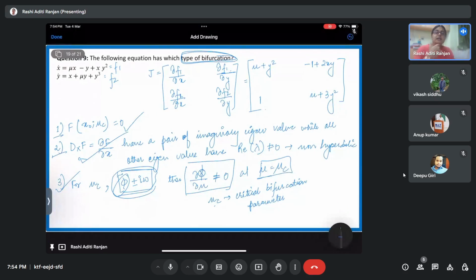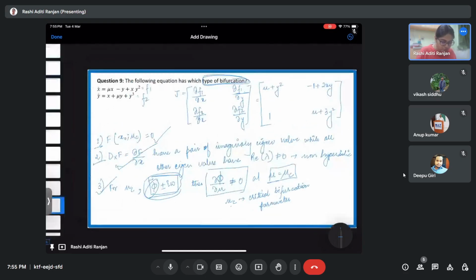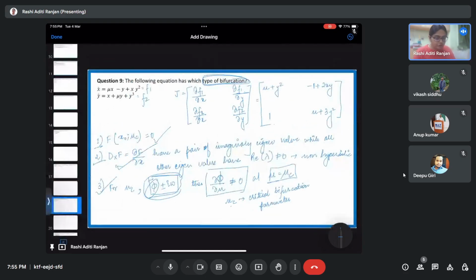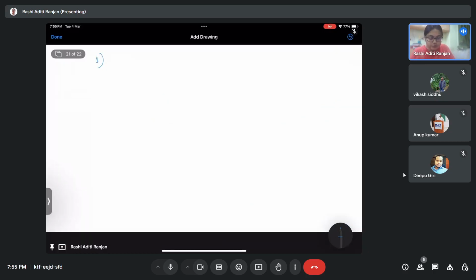There could be a case: why did we jump onto Hopf bifurcation? Why didn't we first write the conditions of static bifurcation, and then check, or write both the conditions of static bifurcation and dynamic bifurcation? So for that, I'll give a rewind of the conditions of static bifurcation. It had only 2 conditions. First one was the same, which said that f at x naught and mu c should be equal to 0.